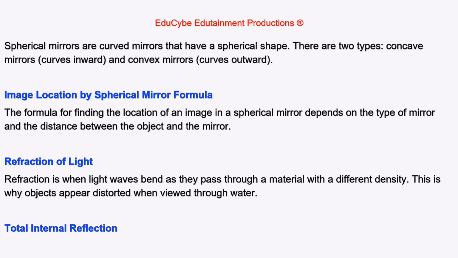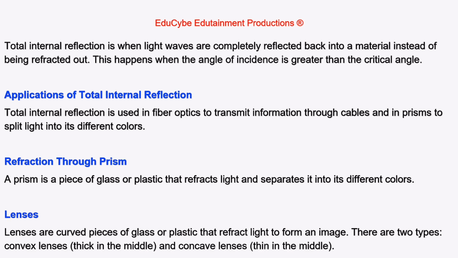Refraction of light. Refraction is when light waves bend as they pass through a material with a different density. This is why objects appear distorted when viewed through water. Total internal reflection. Total internal reflection is when light waves are completely reflected back into a material instead of being refracted out. This happens when the angle of incidence is greater than the critical angle.